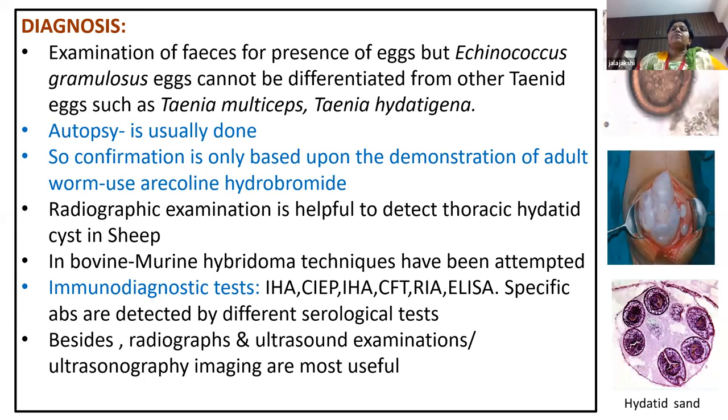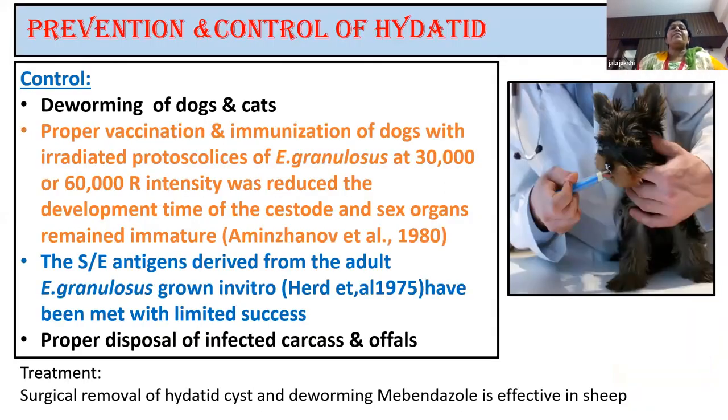the immunodiagnostic tests which are useful for detection of hydatidosis in human beings. Prevention and control. Treatment is mainly surgical removal of hydatid cysts and deworming with mebendazole in case of sheep and humans. Many countries are endemic, so control and prevention strategies for cystic echinococcosis are aimed at intervening at certain points of the parasite life cycle in case of dogs.